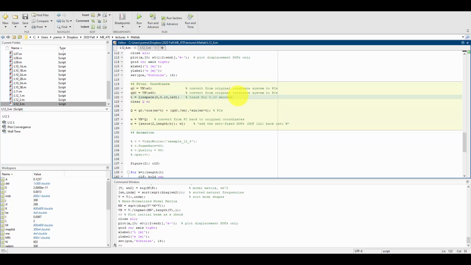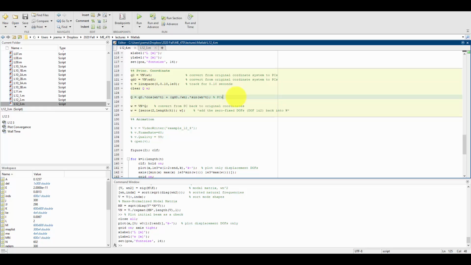And I am going to be finding, in the end, when I go back from my principal coordinates into my original coordinate system again, I'm going to look at just 0.1 seconds of results to see what it looks like. So I'm going to, at this point, allocate my time. I can always make this longer. I can always use more time steps here, but just for illustration, I'll just track it for 1/10 of a second and 1,000 time steps in there.